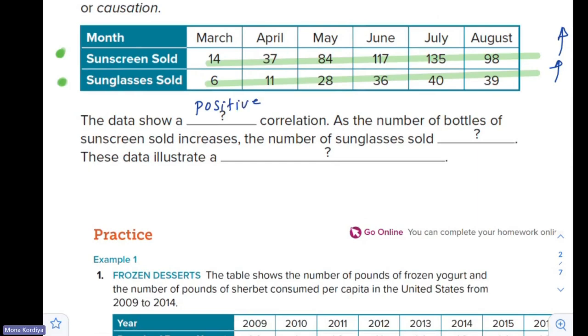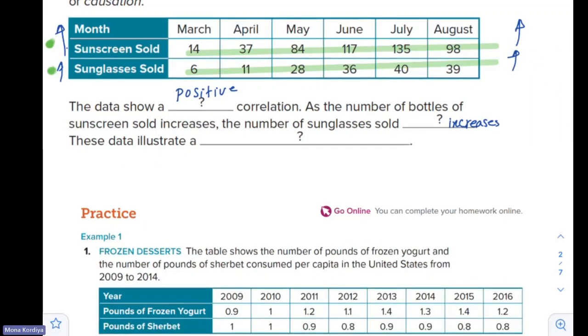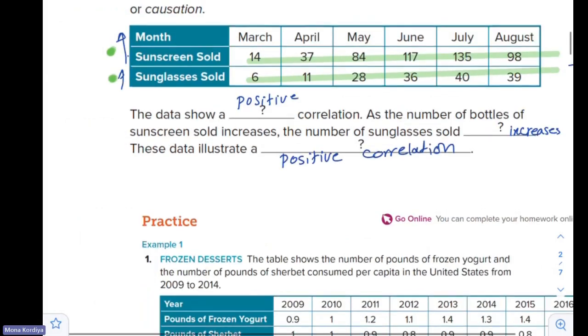As the number of bottles of sunscreen sold increases, the number of sunglasses sold increases. So far, this means a positive correlation. Okay, is this correlation causation? Means, does the number of sunscreen bottles sold affect the number of sunglasses sold? If you are going to a shop to buy the sunscreen bottle, and other people are going to the sunglass shop, this does not affect that.